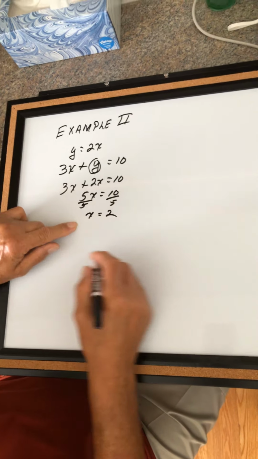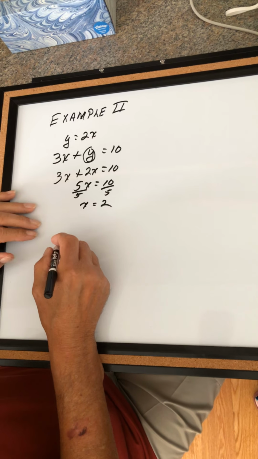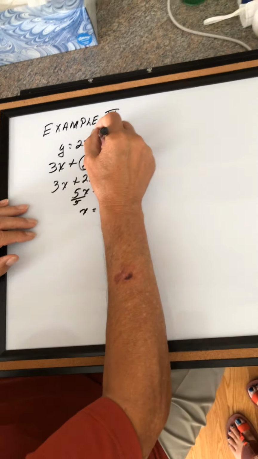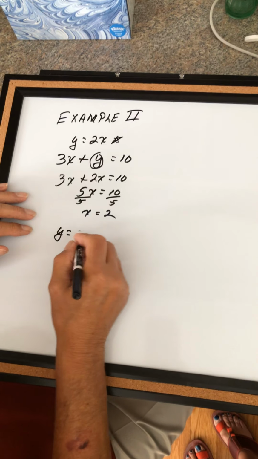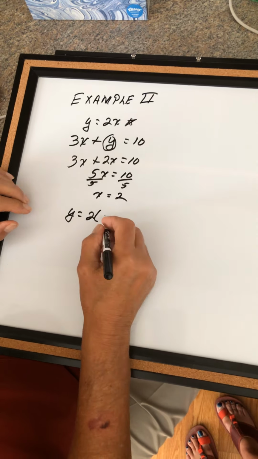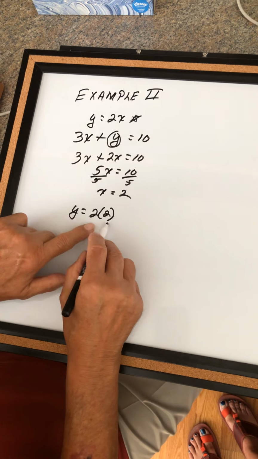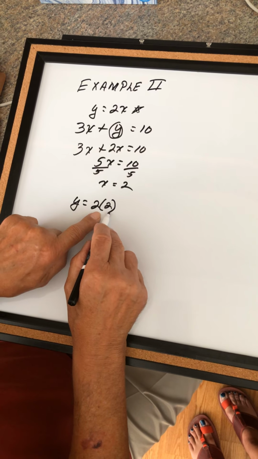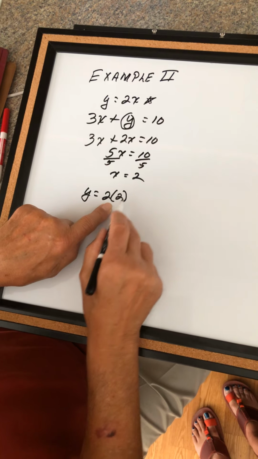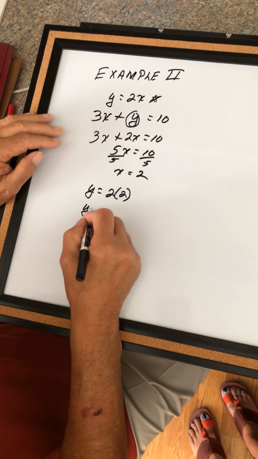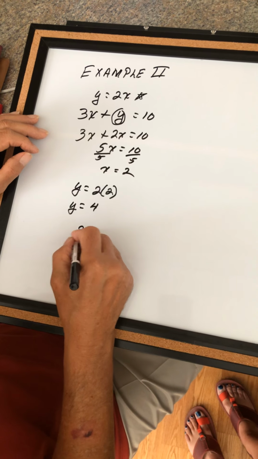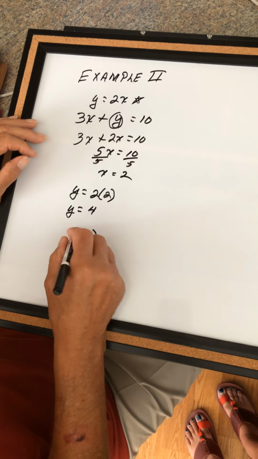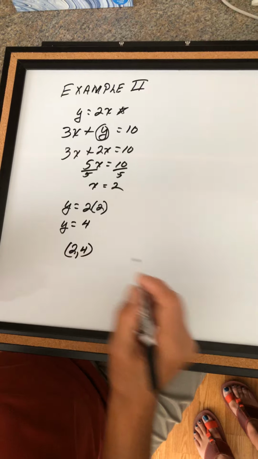Now, put it into either equation. I will put it into this one, because y now is equal to 2x, and I put 2 in for x. Notice how I put that in parentheses, because it's x that I'm inserting the 2 for. So this gives me y is equal to 4. My ordered pair is 2 and 4. This is where the lines will intersect.